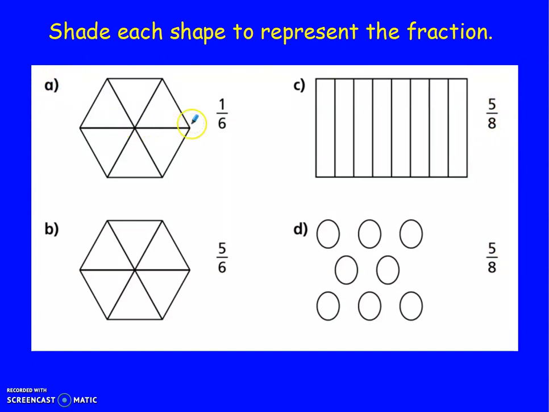So A says that we should shade 1 out of every 6. So 1/6 of the shape should be shaded. 1, 2, 3, 4, 5, 6. I can see that my shape has 6 equal parts. So I'm just going to shade one of them. So I've shaded 1/6 of my shape. I want you to pause the video now and have a go at doing this yourself.